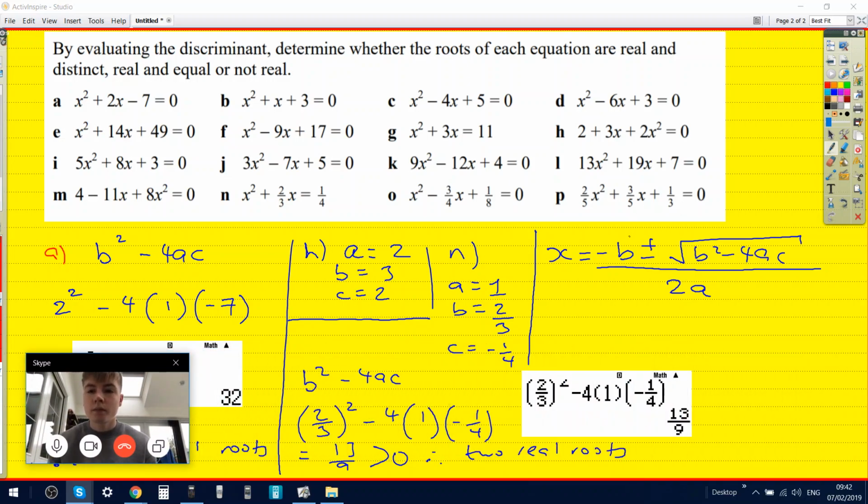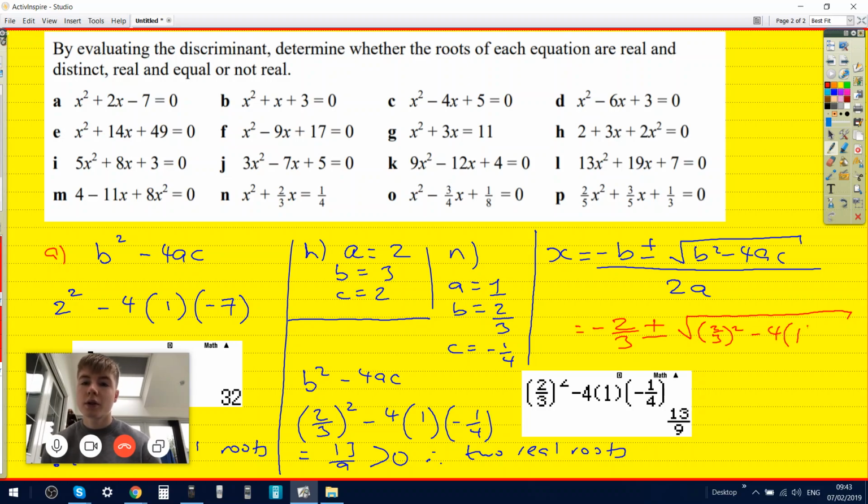So what would this be after you sub the values in? Minus 2/3. Yeah. And then square root of 2/3 squared minus 4 times 1 times minus 1/4. All over 2a, which is just 2 because a is 1. And I won't even simplify that, so I'll just do 2 times 1. So there's just method mark, no one can argue with it. And then you just put that whole thing into your calculator.